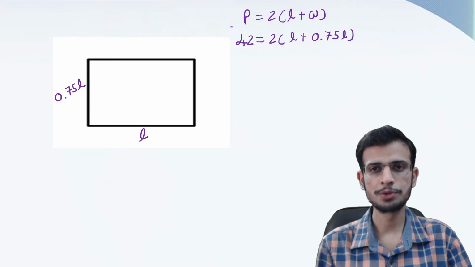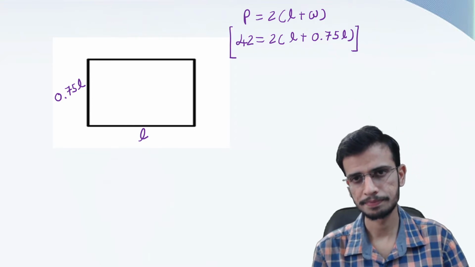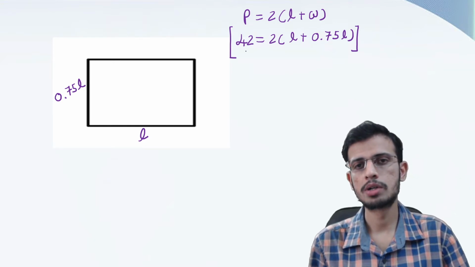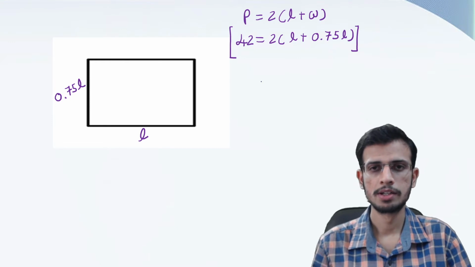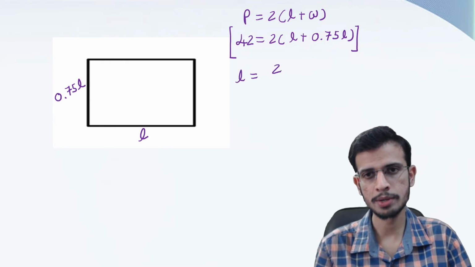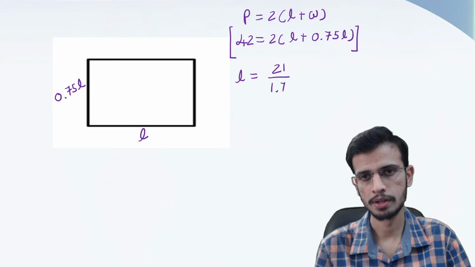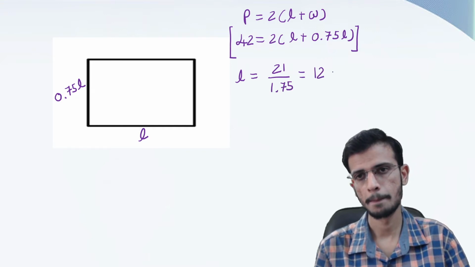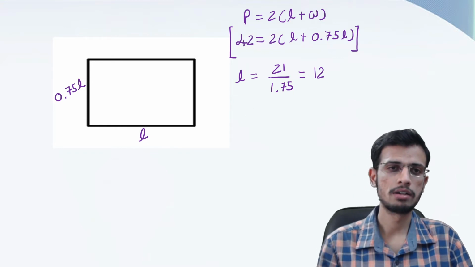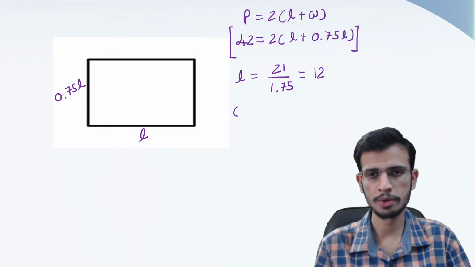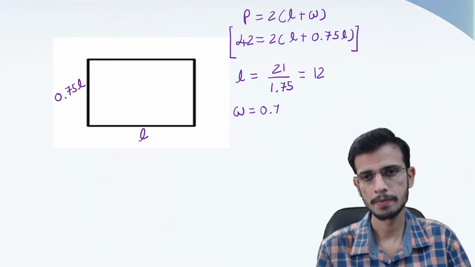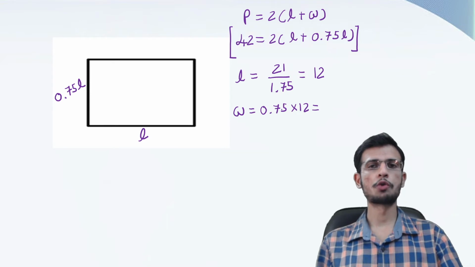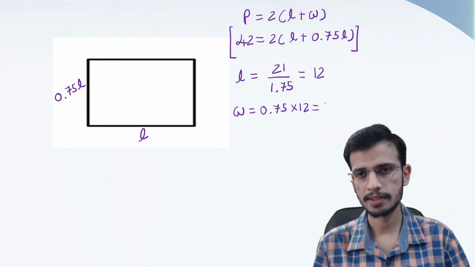Yes, we can simplify this expression, and we are going to get length. 42 by 2 will become 21. So L will become 21 divided by 1.75. So this will be equal to 12 meters, right? And what will be the width? 0.75 times of 12 becomes 9 meters.